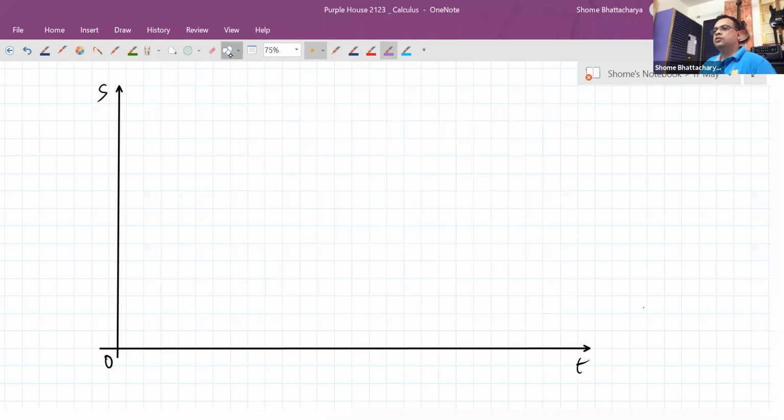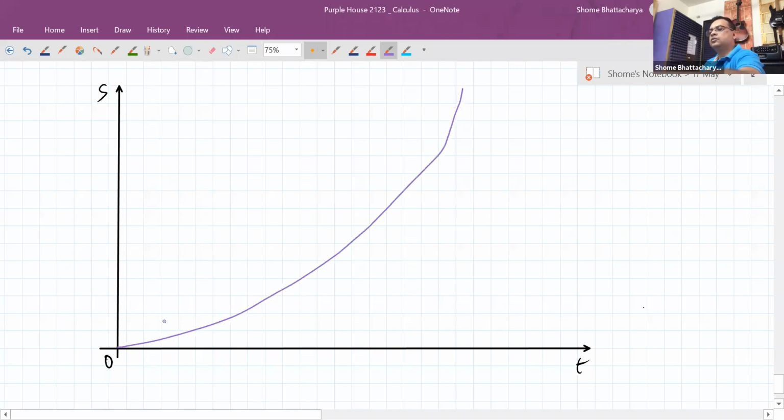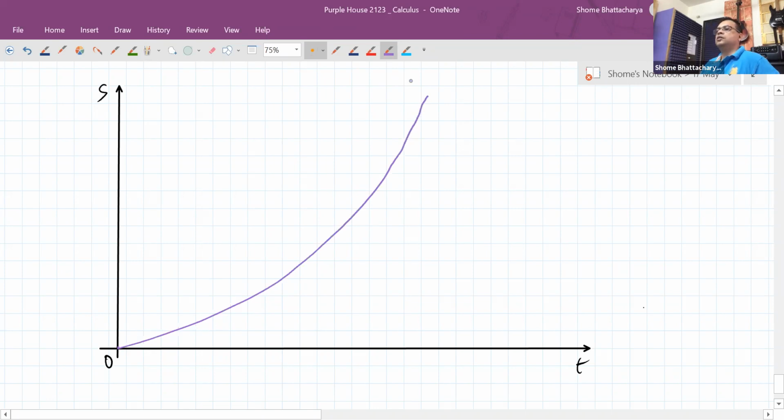So let's go back to our object in free fall, like the falling apple that Newton observed. That has a distance versus time graph which is curving like this. So it's an accelerated motion. Let's try and draw that more smoothly. So this is the distance versus time curve, in my particular example, for a body or particle in free fall.